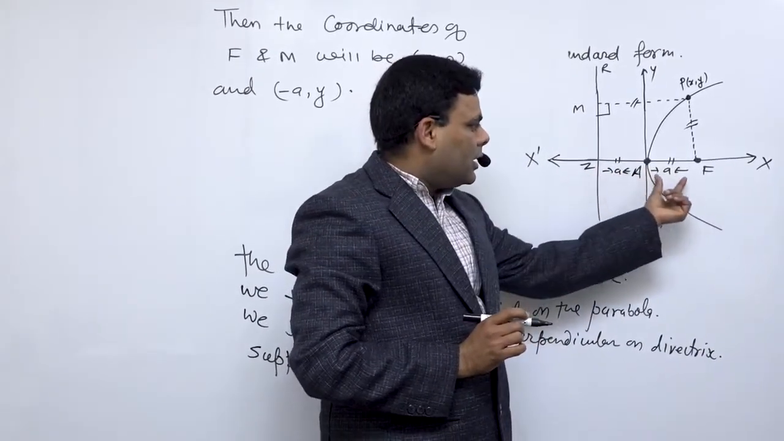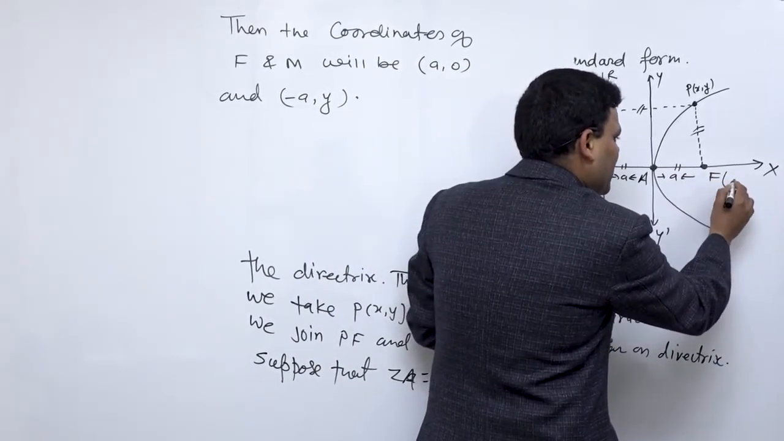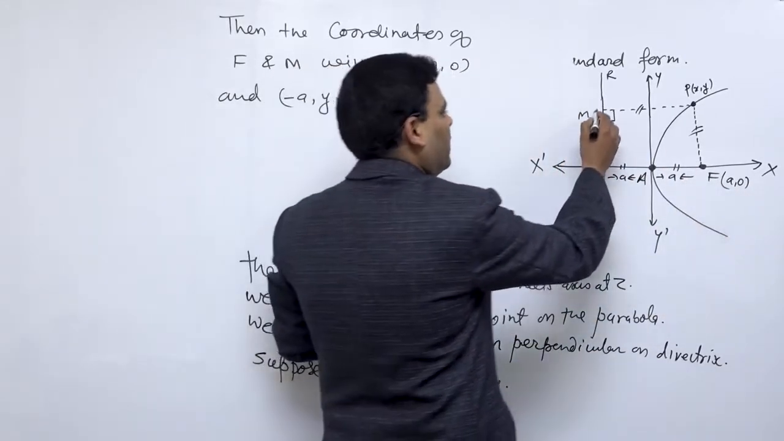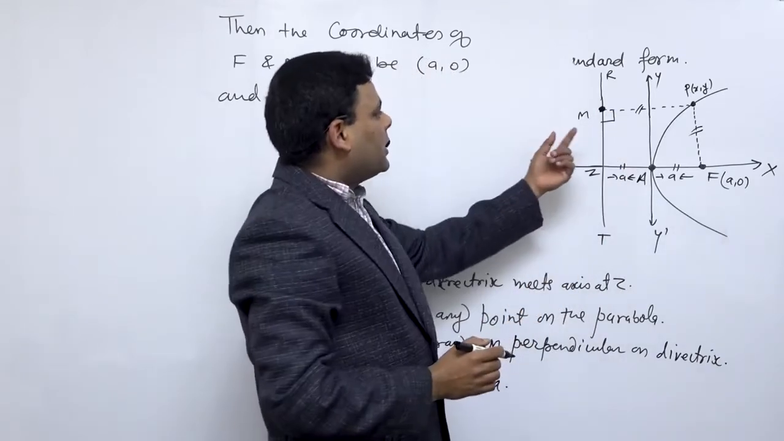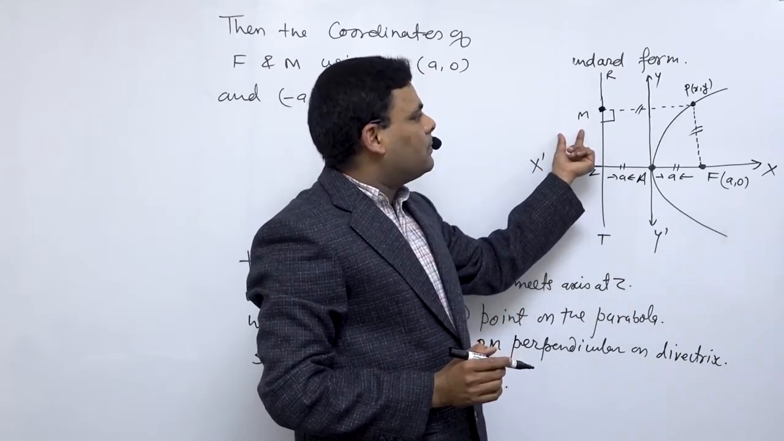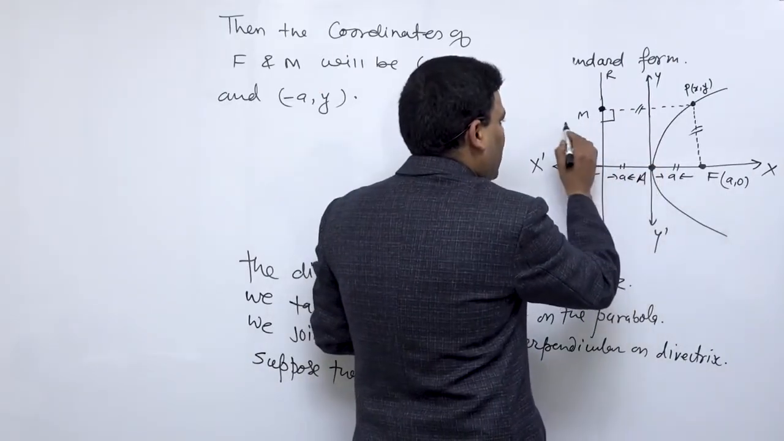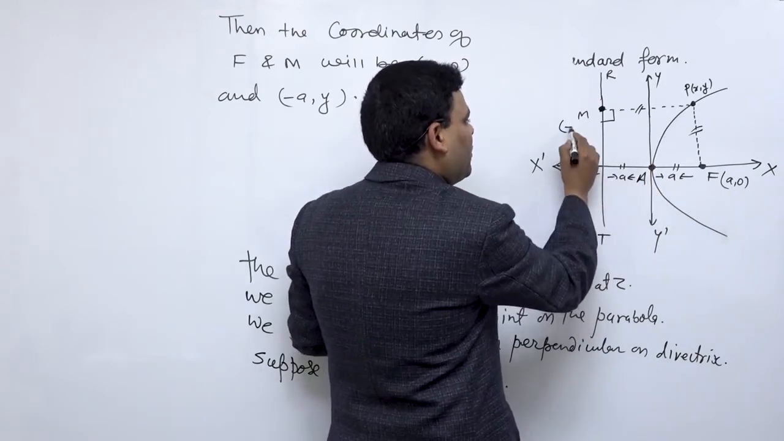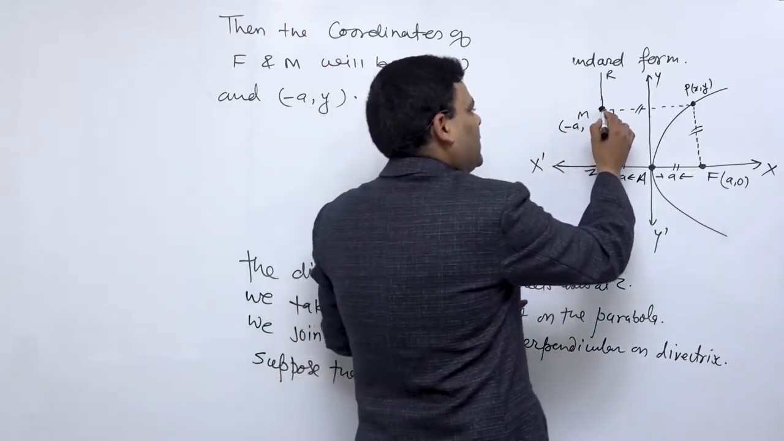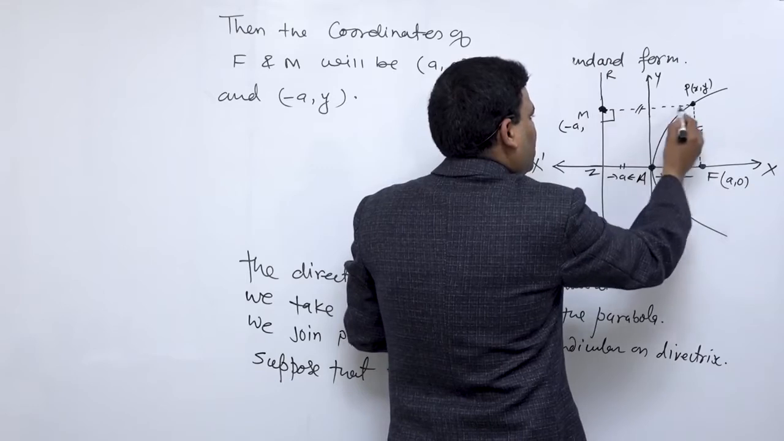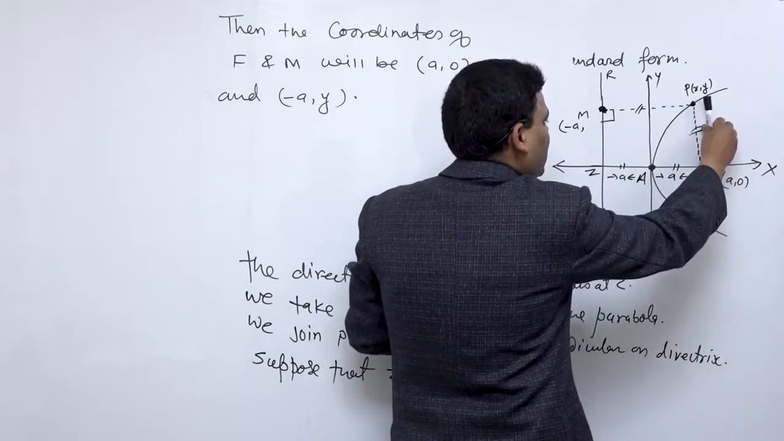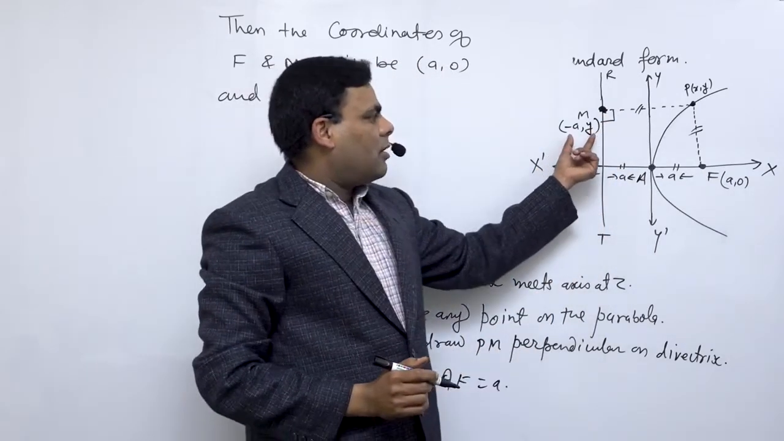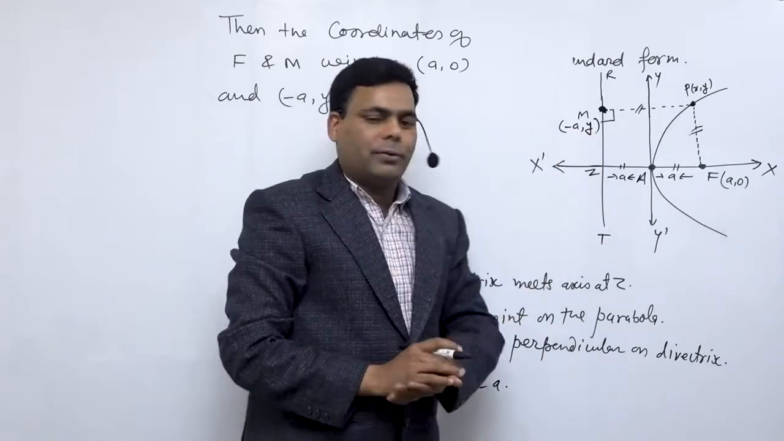Since ZA equals AF and the point lies on the x-axis, the coordinate of F is (a, 0). And this is a point on the second quadrant. In second quadrant x is negative and y is positive. So this is minus a distance. The distance from here to here is a, but since it is toward x dash, the x coordinate is minus a. The point M is at the same distance as the distance y of P, so the distance from Z to M is also y. Therefore the coordinates of M is (-a, y).